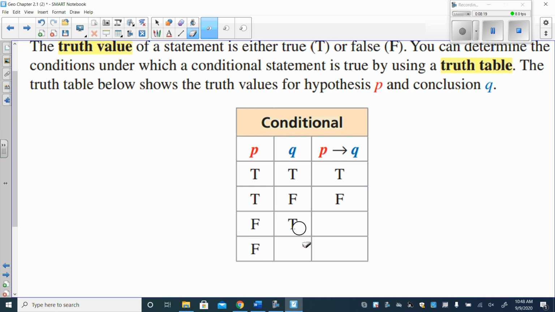Now, the other two cases are where the hypothesis is false, and the conclusion is either true or false. Well, if the hypothesis is false, what do you guess? Probably you're saying, well, the whole thing is false, right? Well, no, the whole thing is true. If the hypothesis is wrong, the whole thing is true no matter what, because there's no way to prove it. It just ends up being true. The whole statement's true.